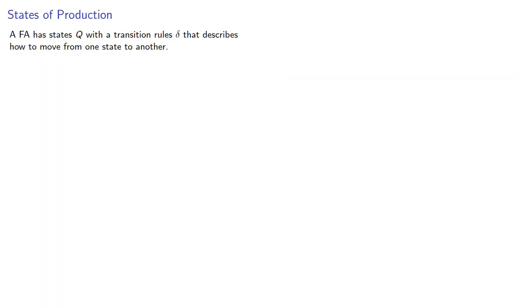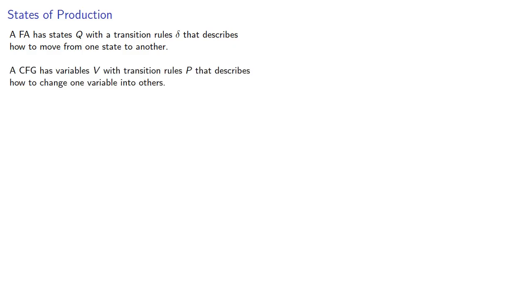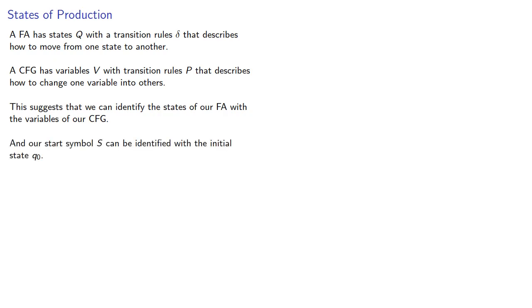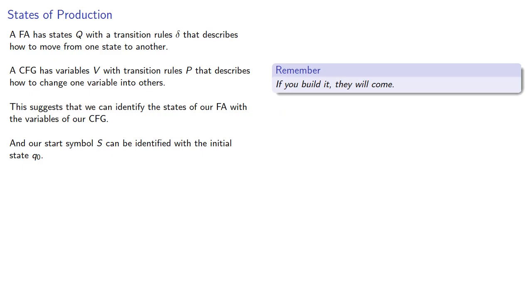So remember, a finite automaton has states Q, with a transition rule delta that describes how to move from one state to another. A context-free grammar, on the other hand, has variables V with transition rules P that describe how to change one variable into others. This suggests we could identify the states of our finite automaton with the variables of our context-free grammar, and our start symbol S can be identified with the initial state Q0. So remember, if you build it, they will come. So let's see if we can do that.